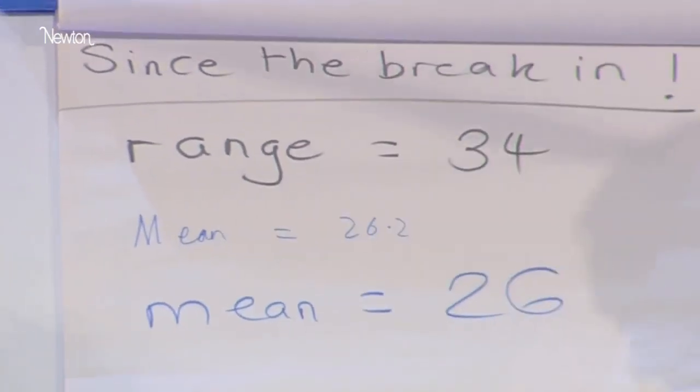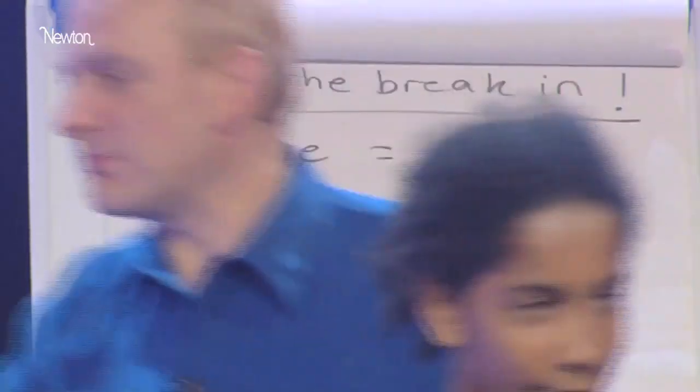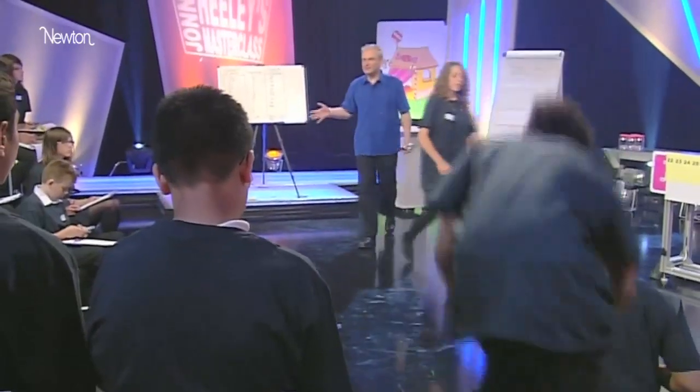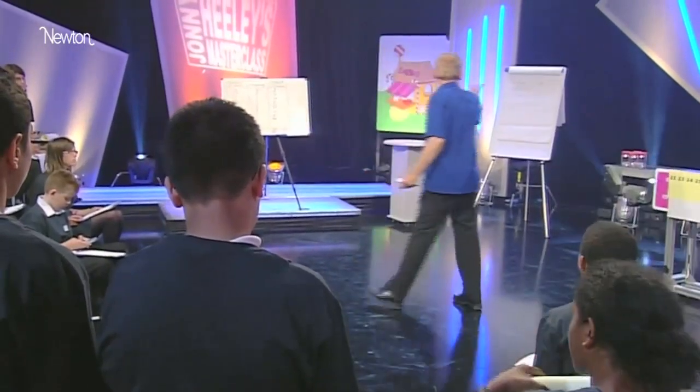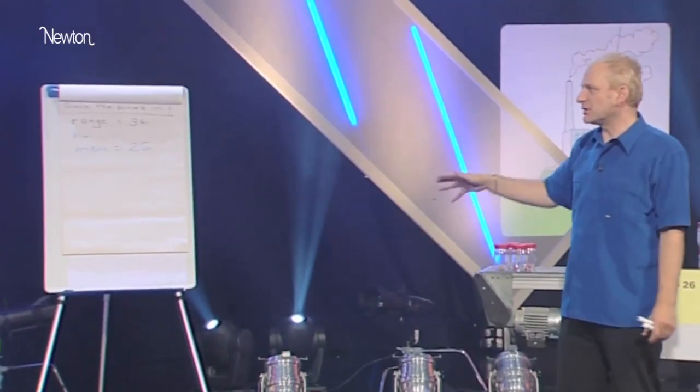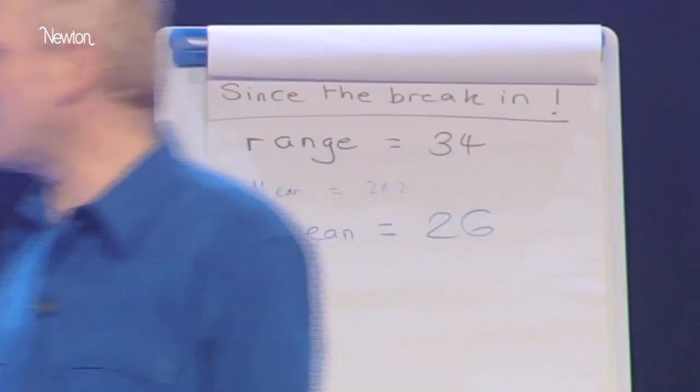OK, oh dear. Thanks very much if you want to sit down. OK, brilliant. So we've got a mean of 26, a really big range. This is not good. This is not good at all. Even the mode's changed. Look at the mode. What's the mode now? 2. It's really mucked us up, hasn't it?